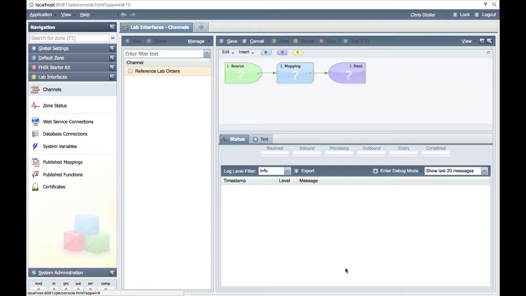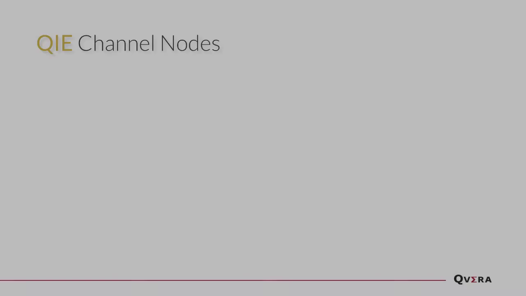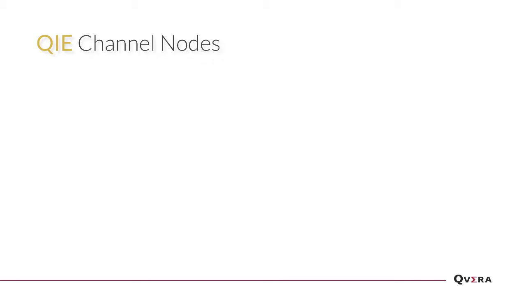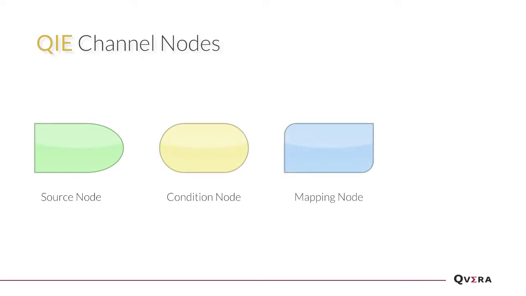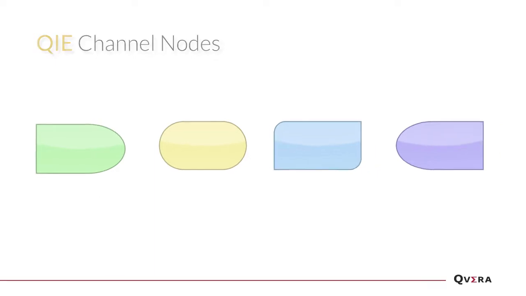Once our channel has been created, we are brought to the Visual Channel Editor, which allows us to visually create our interface and map out the flow of messages through the channel using channel nodes. There are 4 types of channel nodes in the Qvera Interface Engine: source node, condition nodes, mapping nodes, and destination nodes. Each node has a unique function and role to play in the flow of data through the channel.